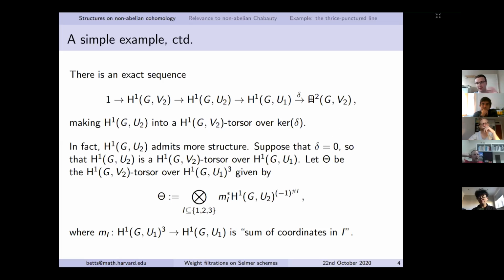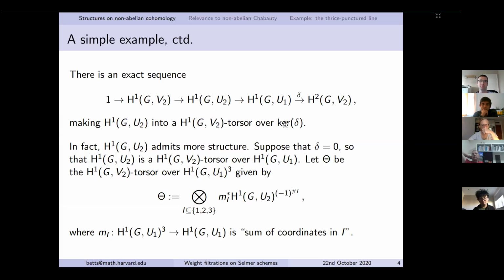This happens frequently in local cohomology. So this means that the cohomology scheme that we're interested in is in fact a vector space torsor over another vector space. And whenever you have an abelian group torsor over an abelian group, there's a certain construction that you can do, which gives you, in our case, an H1(V2) torsor over the cube of H1(U1).